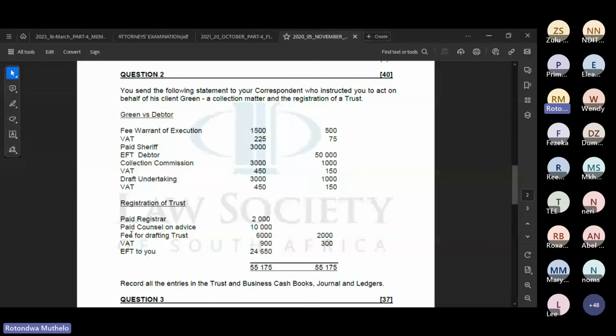For this exam, they didn't give us these facts. You see, VAT 1, VAT 2, VAT 3, VAT 4. From the VAT, I can already tell that we have 4 fees only. But let's go to our current question paper.